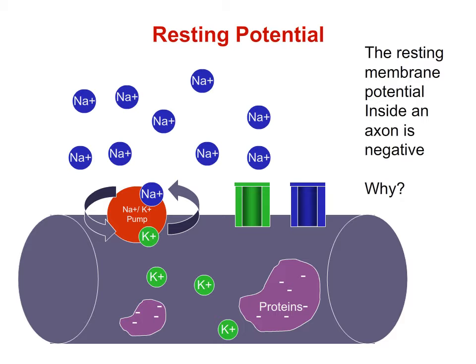Now before we go on to the next slide, I want you to think about where these ions would like to go based on diffusion. Sodium is initially a lot more concentrated outside the axon, so it wants to come inside. And potassium is more concentrated inside the axon, so it would like to go outside. Just keep that in mind as we move on to the next slide.